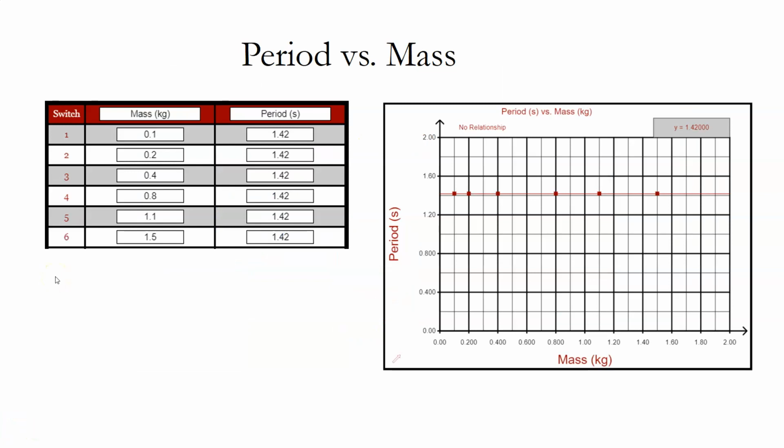On that first day, we found that the period and the mass were not related. So as you increase the mass of the pendulum, the period remained the same. And so most people submitting the graph and answering the analysis question for that did show that there was no relationship. But be very careful here.